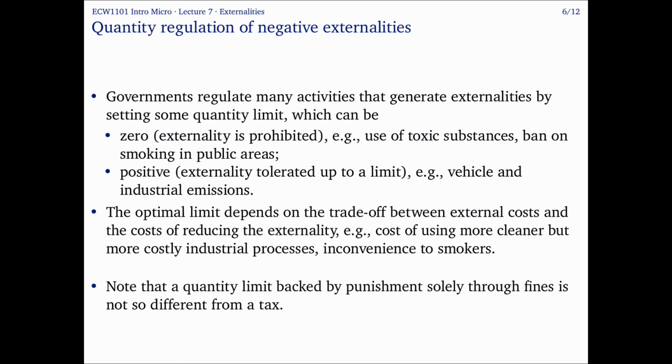The slightly more subtle point is that quantity regulation, where the only punishment is fines, is not that different from a corrective tax. Right? You set a limit and you say, oh, if you go over the limit, you're guilty of this, and we will make you pay a fine. Well, but isn't that kind of like taxing the emissions or whatever it is that are over the threshold?